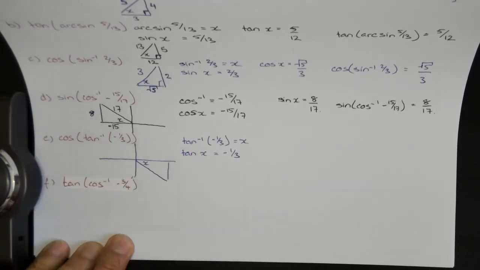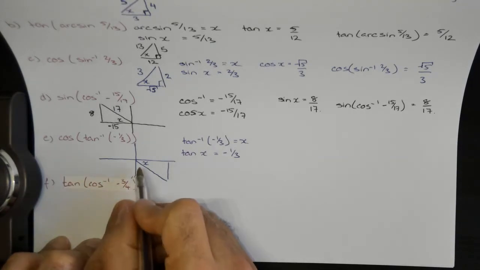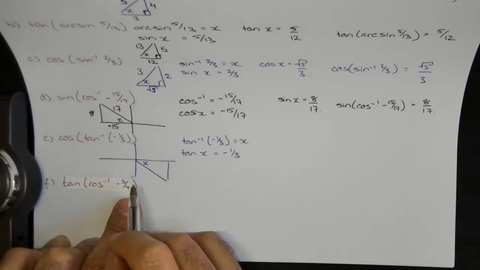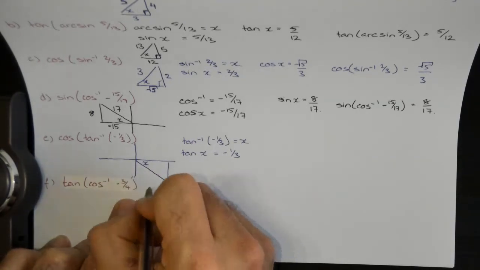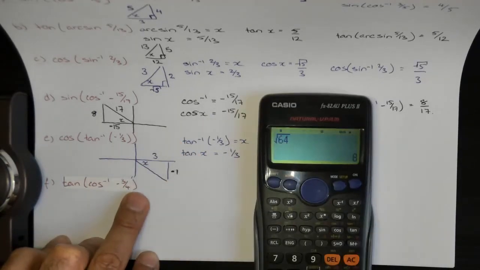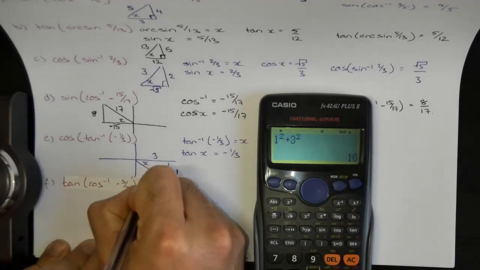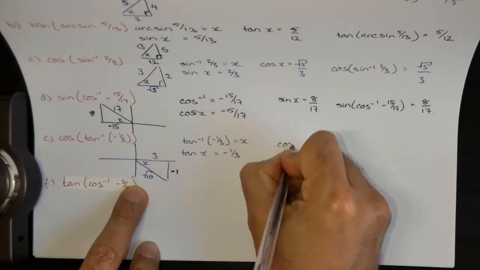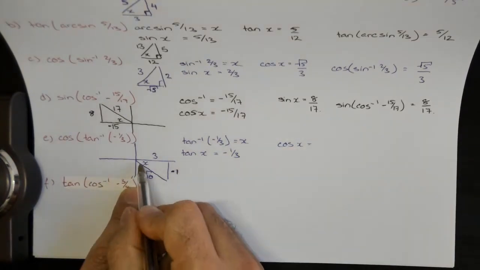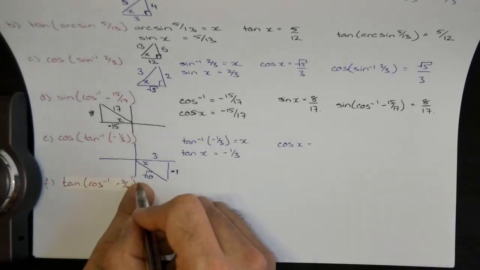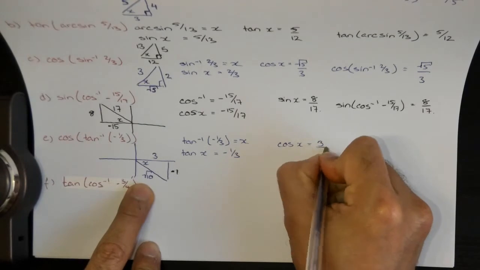So let's say that was x. And now, tan is negative 1 over 3. So opposite over adjacent, so negative 1 over 3. So 1 squared plus 3 squared, so that's square root 10. And we want to find what cos of x is. So cos of x is the adjacent over the hypotenuse.